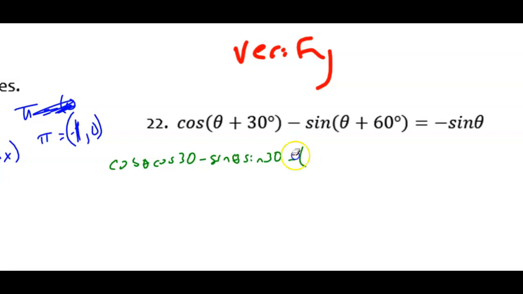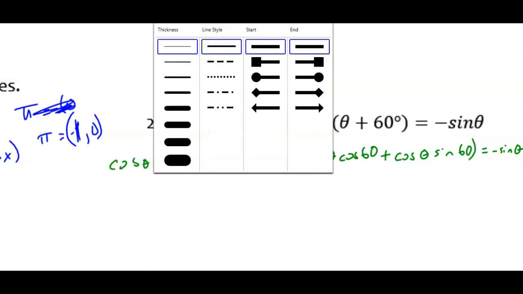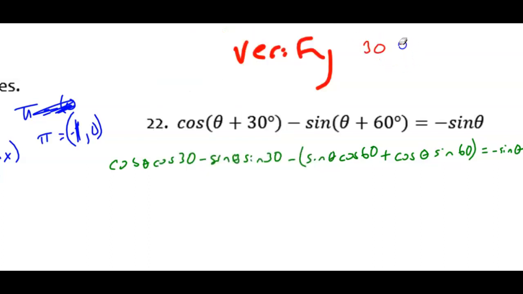Why did I put the parenthesis? Because of the negative right here, the minus sign. So sine of theta, cosine of 60, plus cosine of theta, sine of 60. And we said this equals negative sine of theta. Now, real quick, we need 30. 30 is the point radical 3 over 2, 1/2. 60 is 1/2, radical 3 over 2.